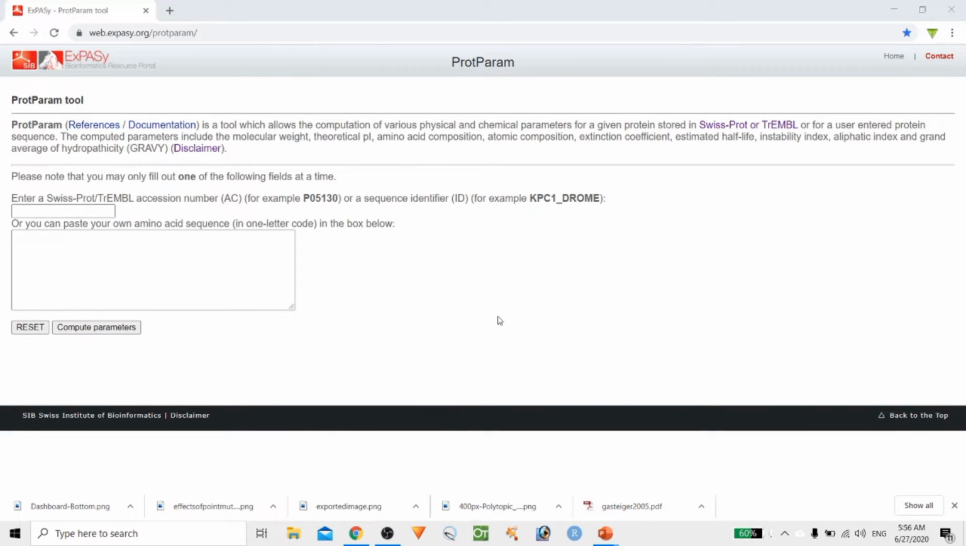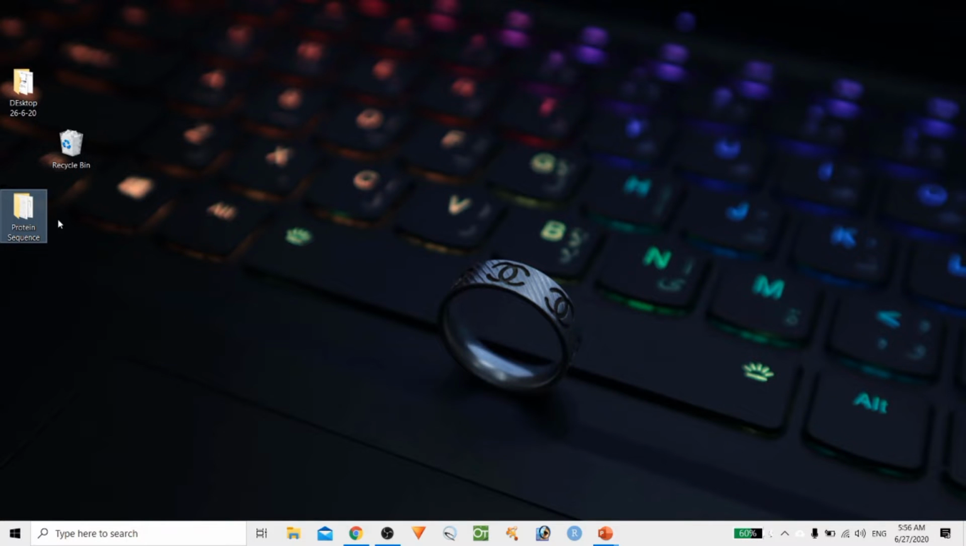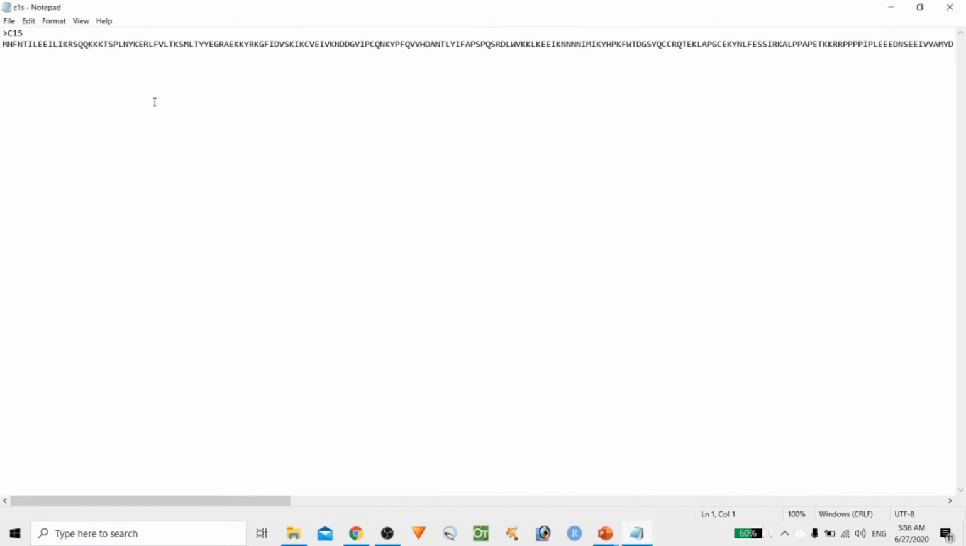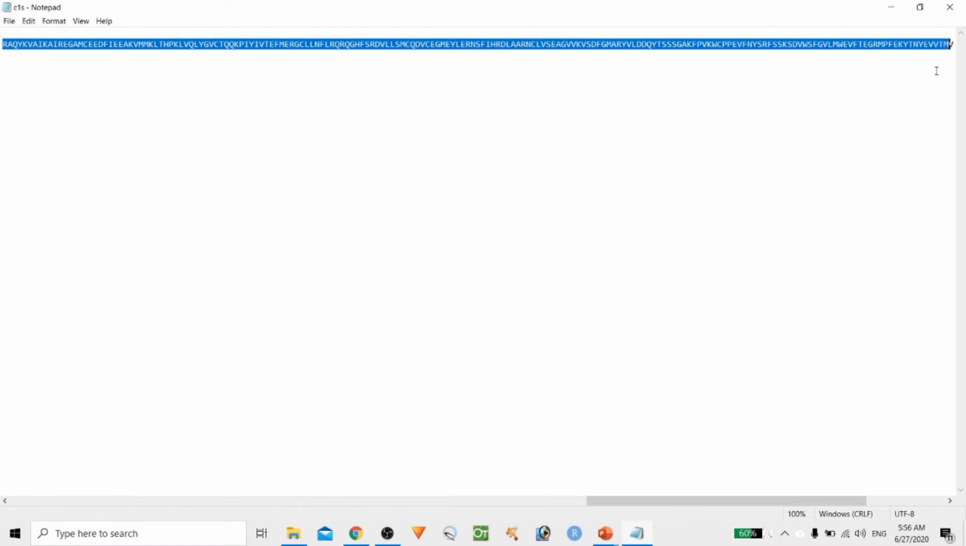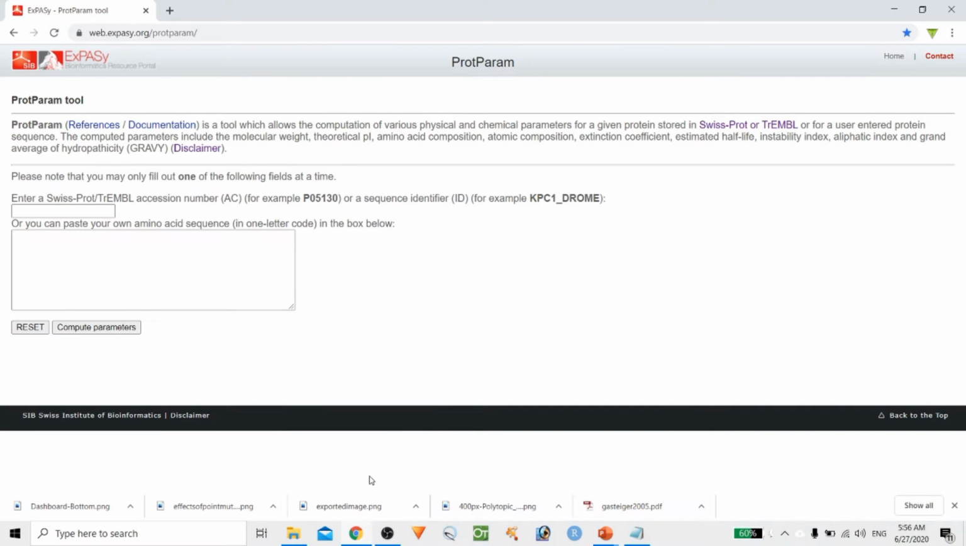So already I have a sequence. I'm going to use the same sequence here. My sequence name is C1S, complement subunit 1. You can get this sequence from anywhere. For example, you can get it from NCBI, KEGG, Ensembl, UniProt, Swiss-Prot. You can get the sequence from many databases.